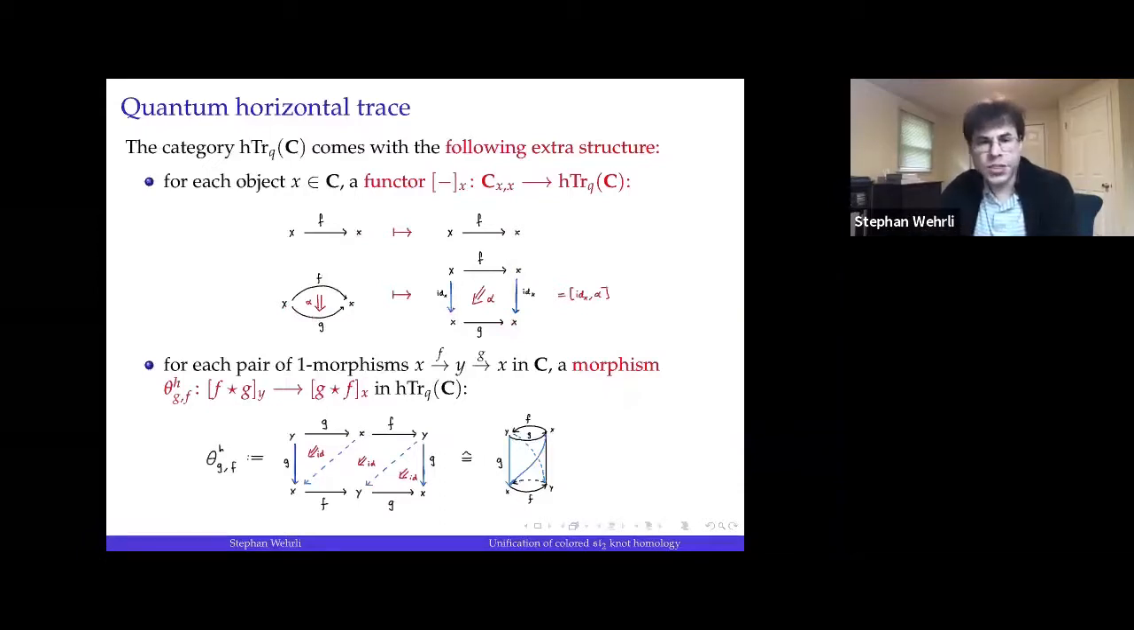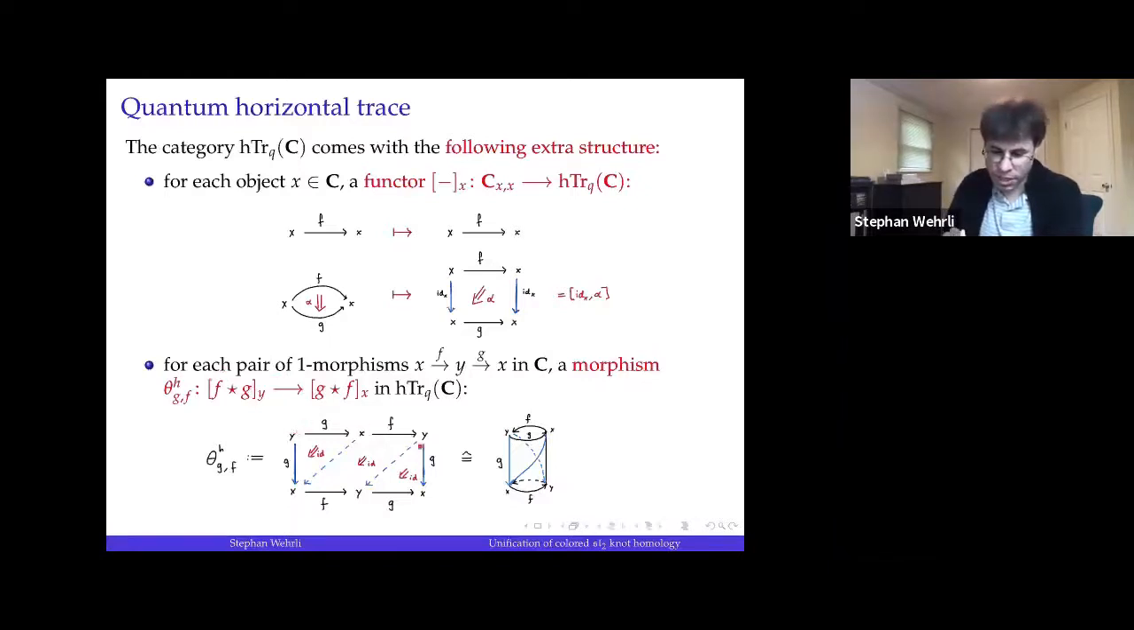The second piece of structure is that in this trace, you have a morphism from F star G to G star F. Here the star denotes the horizontal composition of one morphisms. So you have such a morphism, and in a way this categorifies the trace relation. It says that in a way F star G and G star F are the same up to some morphism. And the definition of this morphism is very simple.